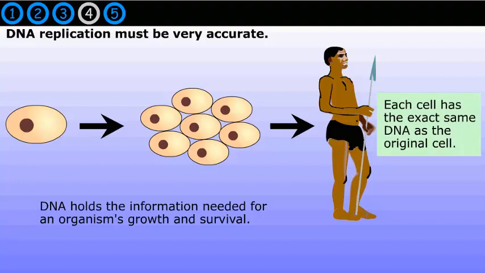Every time a cell divides, it must make an exact copy of the DNA to pass on to the daughter cell. Once a change in the DNA occurs, it will be passed on to all daughter cells. For the health of an organism, DNA replication must be very accurate.